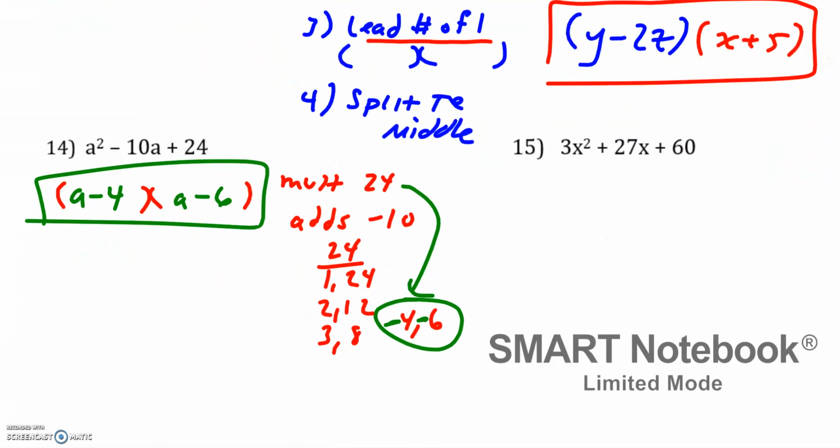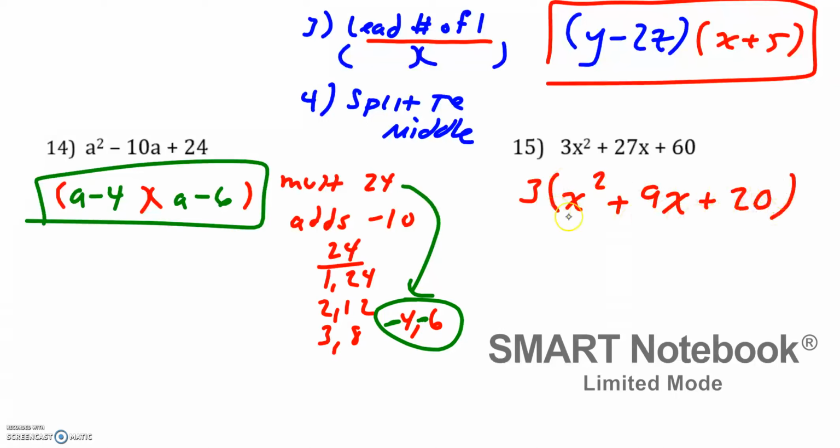If I look at 15, again, first thing I look for is greatest common factor. So I look at all 3 terms. I notice that I can take a 3 out of everything. Notice I'm not dividing by 3 because this is not an equation, it's an expression. If I take a 3 out, I'm left with x squared plus 9x plus 20.